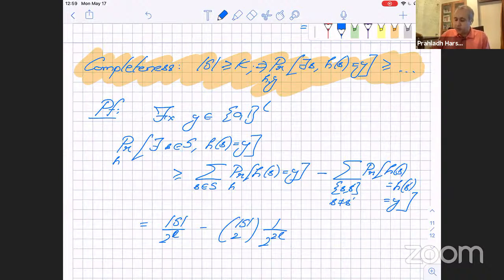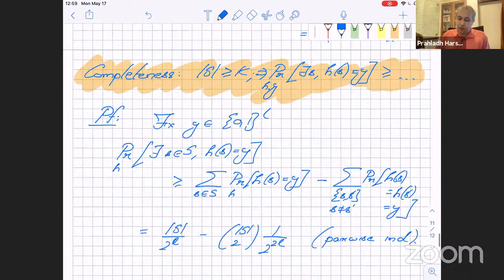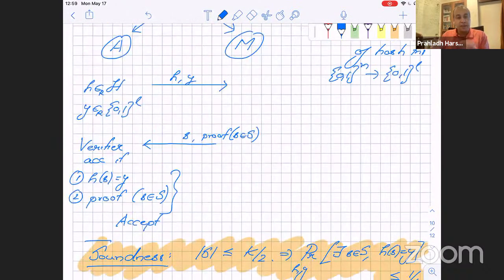This is because of pairwise independence. By the way, why is the protocol succinct? The protocol is succinct because we use an efficient pairwise independent hash family. We know that there are short descriptions of H, so we can do that. Therefore, the protocol is succinct. It's not an arbitrary one.